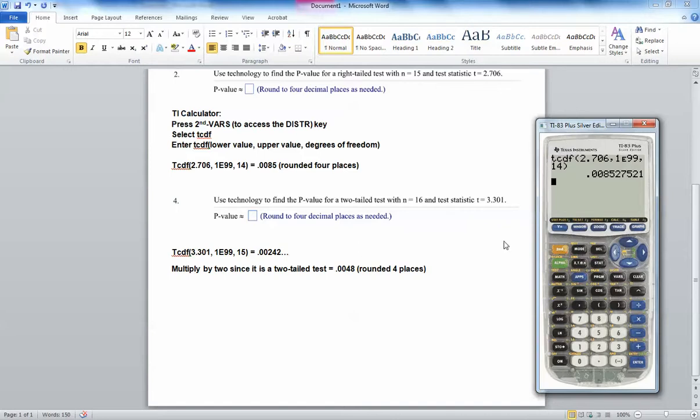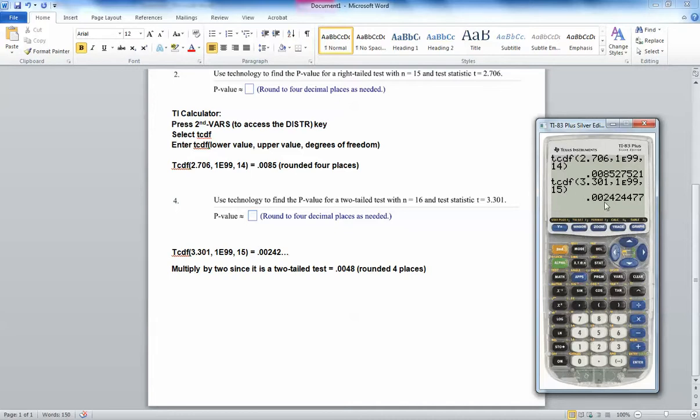We use the same as last time. We find those second distributions, select t-CDF. The lower portion of our interval is 3.301. The upper bound of our interval is infinity again. And degrees of freedom for this are 15 because we have a sample size of 16. Again, degrees of freedom are 1 less than the sample.